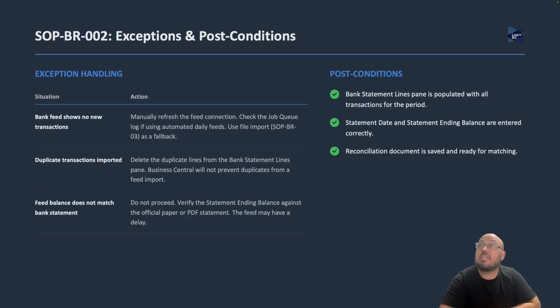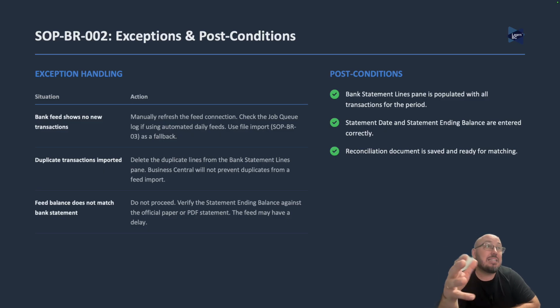So the exception handling: the bank feed shows no new transactions. This happens every now and again. What we've had with different providers is that if Business Central freezes, e.g. it went down for maintenance or was being upgraded, and its upgrade window fell during when that job queue was supposed to run, the job pauses and then waits for somebody to restart it. What happens is you get a whole heap of empty bank statements. So you've got to go back, restart that queue, rerun it and bring that data in.